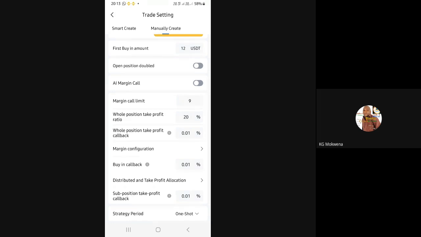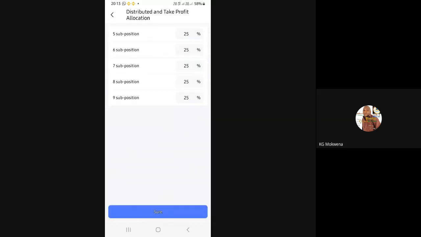But this is what I want you to always know, that you can just come on trade setting, go to distributed and take profit allocation, and then reduce the bigger percentage that you have on the sub position, like the lowest one at the bottom, and you are able to see if call number 9 and call number 8 are both in floating or not. You can collect those profits.